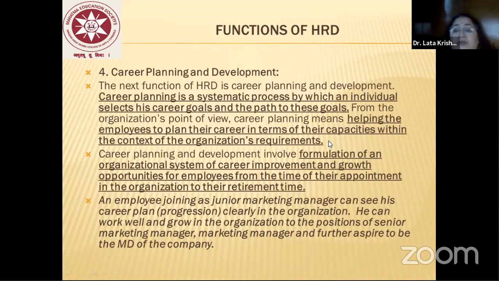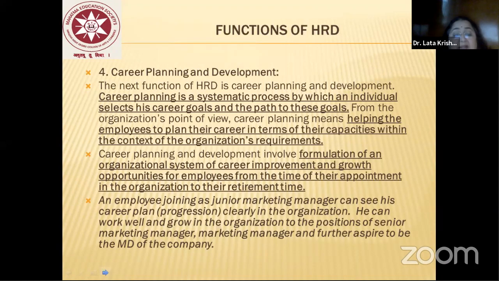They don't want people to remain static on a job from the start of their job till they retire. They want people to grow with the company, and they want to improve the potential and the efficiency of people. So career planning and development involve formulation of an organizational system of career improvement and growth opportunities for employees from the time of their appointment in the organization to their retirement time.